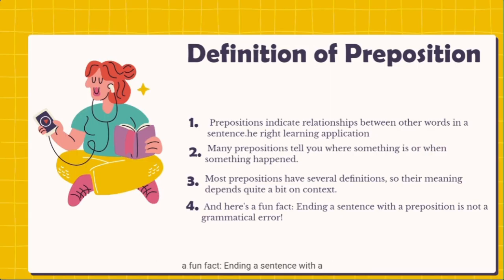Here's a fun fact: ending a sentence with a preposition is not a grammatical error. Yep, that's right. While your old English teacher might have forced upon you rules, modern grammar says it's perfectly fine to end a sentence with a preposition. So, for example, what are you waiting for? So, as you can see, prepositions are all about creating connection and giving us context, whether it's about time, or place, or direction. These little words are essential for clear communication.